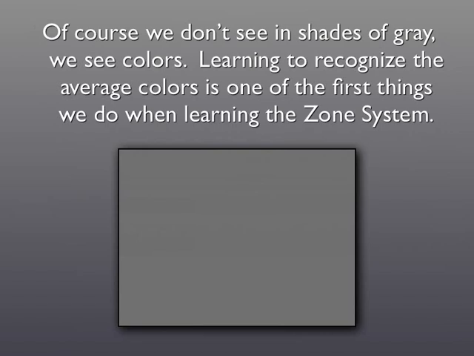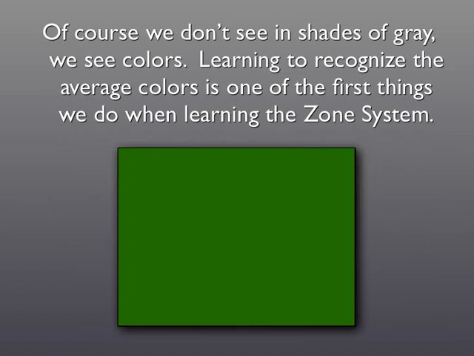Of course, we don't see in shades of gray. We see in colors. Learning to recognize the average colors is one of the first things we do when learning the zone system. In this diagram, you can see the average colors in the center. The colors to the right are approximately one stop brighter, and the colors to the left are approximately one stop darker.